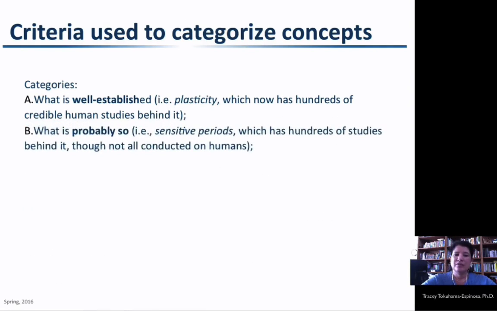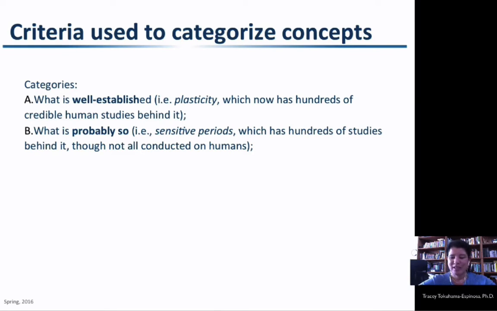Then there was a bunch of things that were probably so, which means that they were probably true, but there was a huge level of human variation. For example, we know that sleep is important for all learning, but how much sleep can't be prescribed, because between 4.5 and 12 hours is normal.